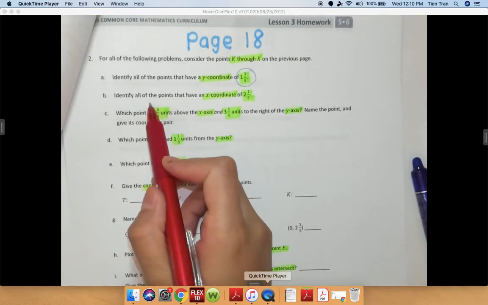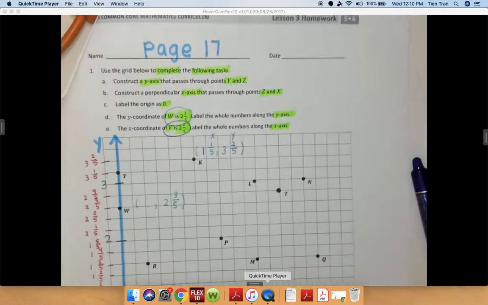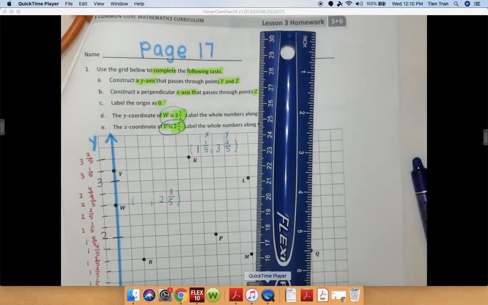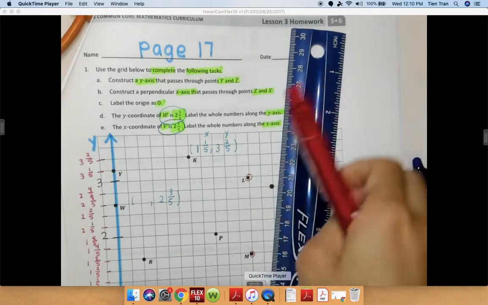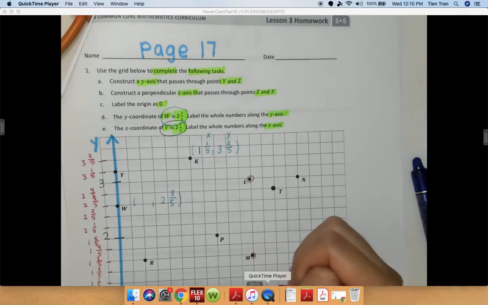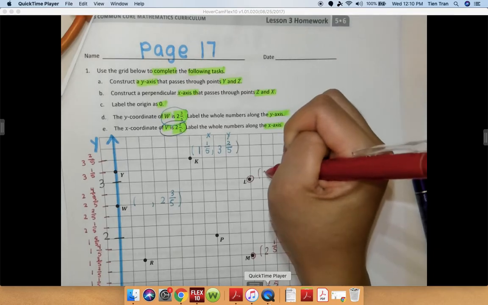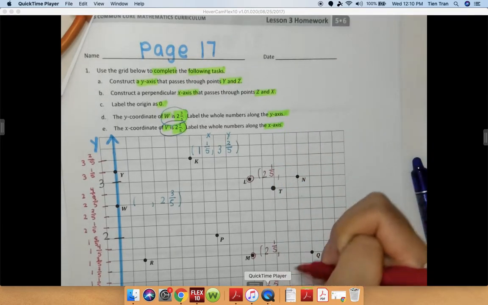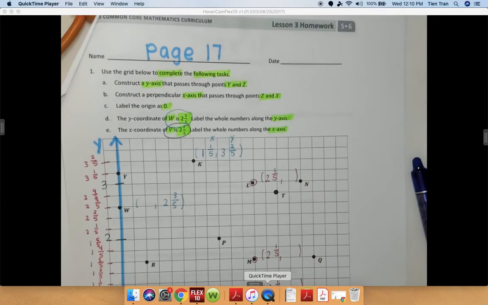It asks me to identify all the points that have an x-coordinate of 2 and 1/5. So this is the x-coordinate again. 2 and 1/5 is right here. So I'm going to circle all these that I need to identify. So for O, notice that I'm already at 2 and 2/5. No, wait, 2 and 1/5. So I have 2 and 1/5, 2 and 1/5, 2 and 1/5. Now I'm looking for my y-coordinate for each one of those. So to find y, I'm going to look at this.